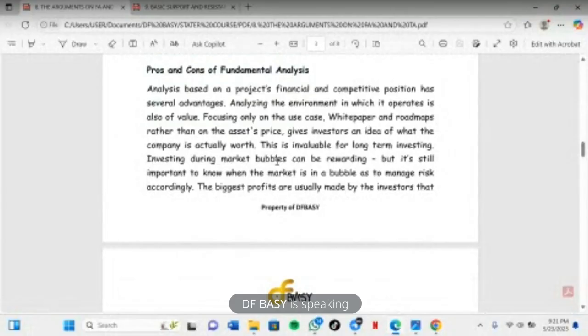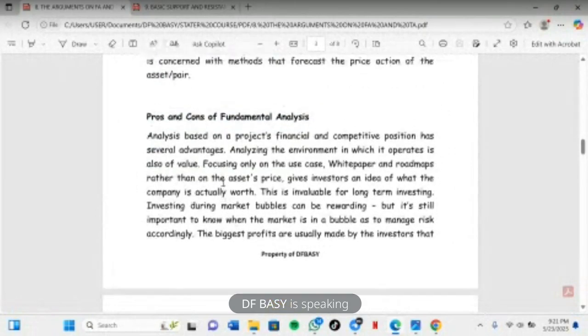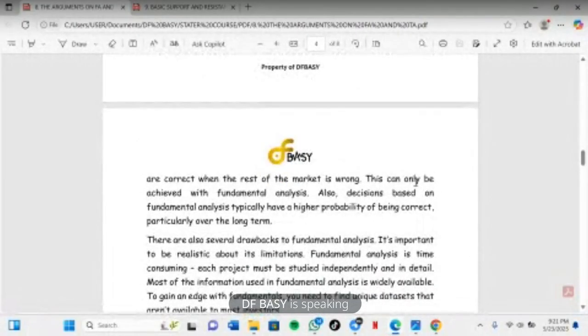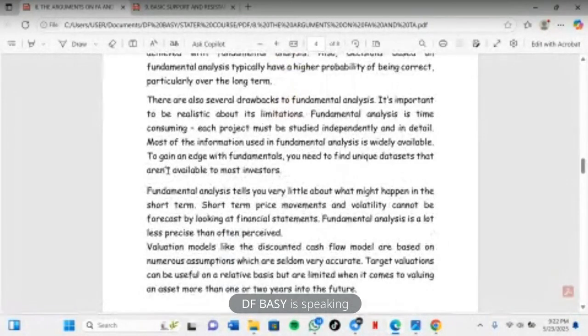Investing during market bubbles can be rewarding, but it's still important to know when the market is in a bubble so as to manage risk accordingly, right? The biggest profits are usually made by the investors that are correct when the rest of the market is wrong. This can only be achieved with fundamental analysis. Also, decisions based on fundamental analysis typically have a higher probability of being correct, particularly over the long term.